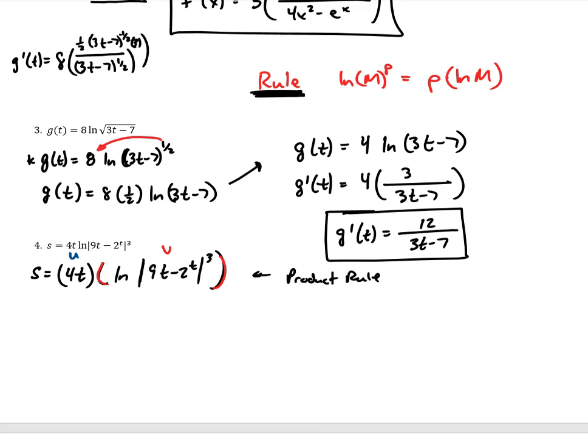But before we do that, let's do one other thing to it. That would be in parentheses. Let's use this same rule right here on this 3. So this 3, we would want to move to the front like that. Now let's write it as S equals 4t times 3 natural log of 9t minus 2 to the t in the absolute values, and then parenthesis at the end. So that might make things a little nicer for us.